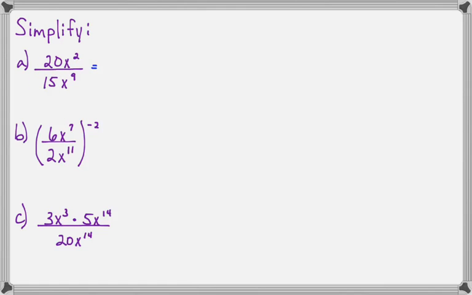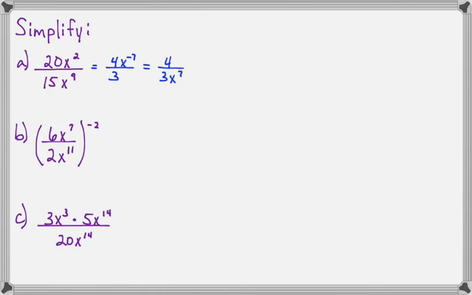Now 20 divided by 15 will leave us with 4 divided by 3 because 5 goes into both of these numbers. Now our quotient rule says we subtract the top exponent minus the bottom, so 2 minus 9 is negative 7. And then we know that we can't leave any exponents negative, so we will move that x to the bottom, and we have 4 over 3x to the 7th. Now that is the way that your textbook probably does it. Most textbooks do it that way.